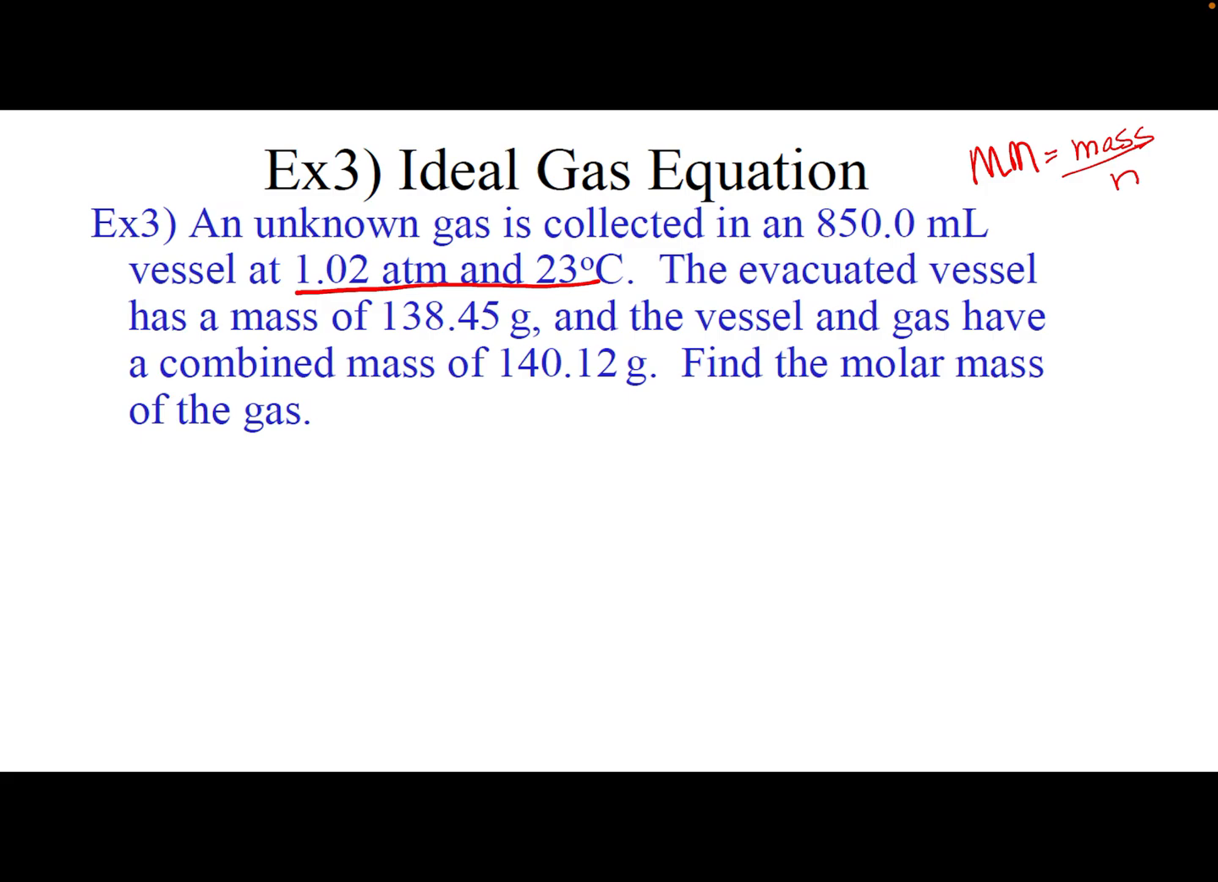So what do we need? What steps should we follow to solve this problem? What are we going to solve for? Well, we have a mass, an unknown gas. With the evacuated vessel, we're going to be able to solve for the mass of the gas. And we can use the ideal gas equation to figure out how many moles we have. So PV is equal to nRT. Now, let's think about what we have. So n is going to be equal to PV over RT.